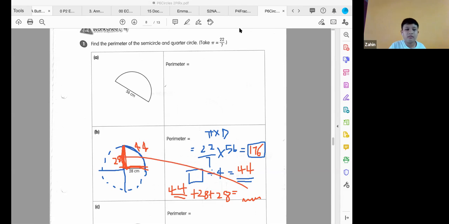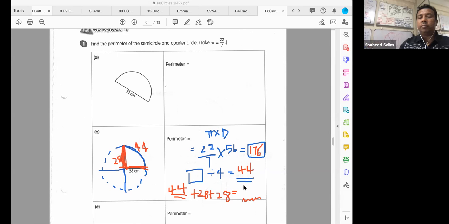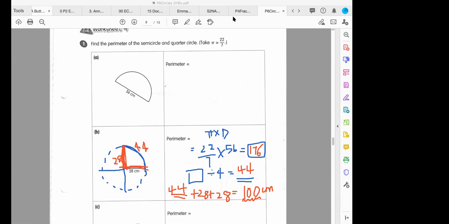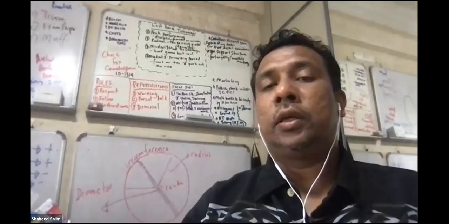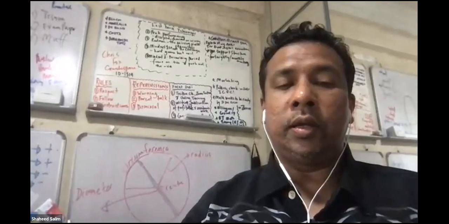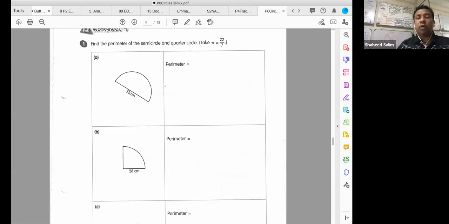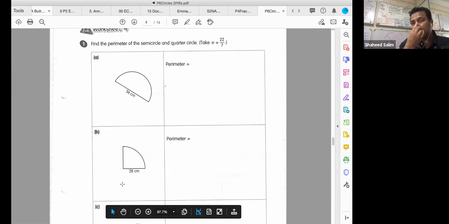100. Ilhan, you can get 100? Okay, good. So remember, divide by 2, divide by 4, you have to look at how much of the circle you need, how much of the circumference you need. Okay, so we move on to the next one. This is still called repeated practice. It's not yet varied practice.